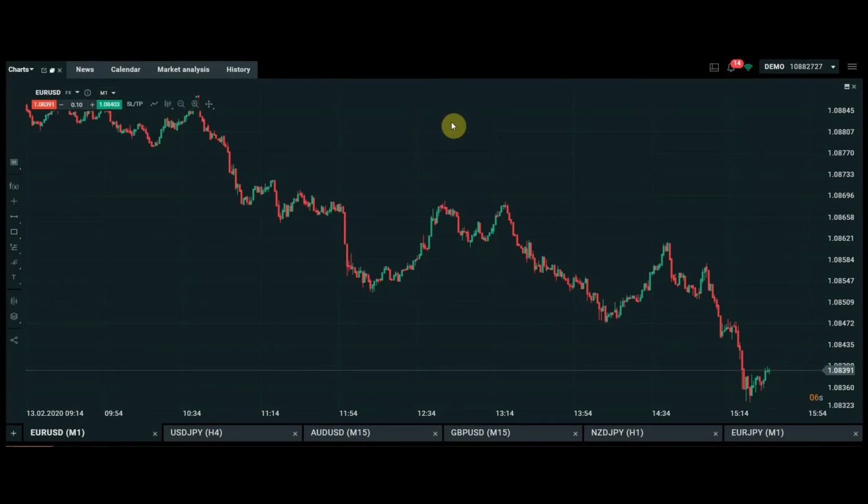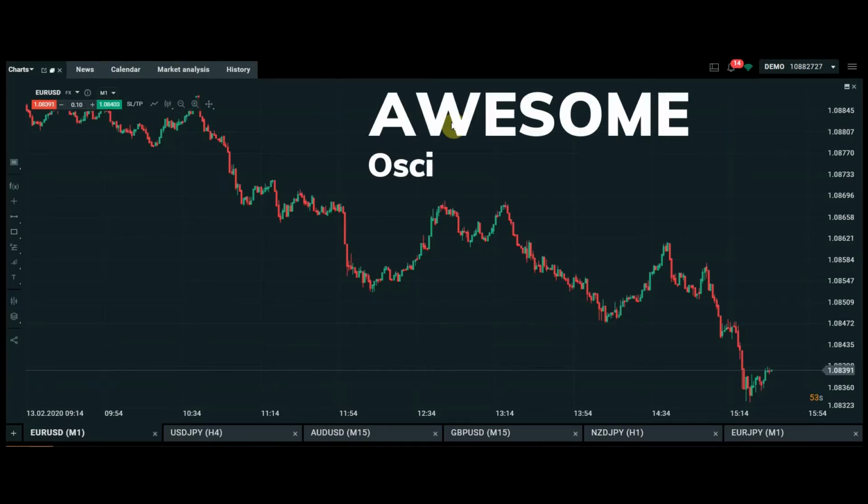Capturing momentum in the marketplace is very important when trading, and there are a number of indicators that will allow you to capture momentum in the marketplace before it happens. First of all, we have what we call the awesome oscillator. Awesome as in you're awesome. The awesome oscillator is an indicator used to measure market momentum.